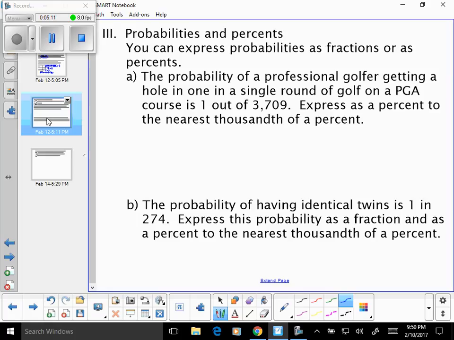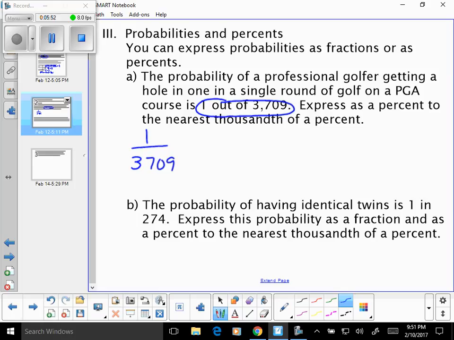In example A, the probability of a professional golfer getting a hole-in-one in a single round of golf on a PGA course, Professional Golf Association course, is 1 out of 3,709. Express this as a percent to the nearest thousandth of a percent. This goes back to chapter 5. That is our ratio language and tells us how to set up the fraction. 1 out of 3,709.